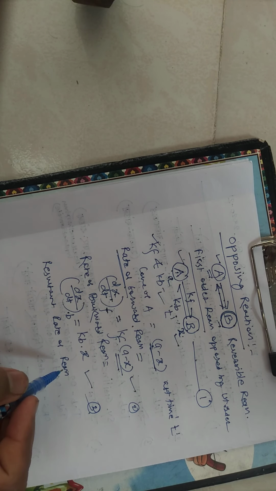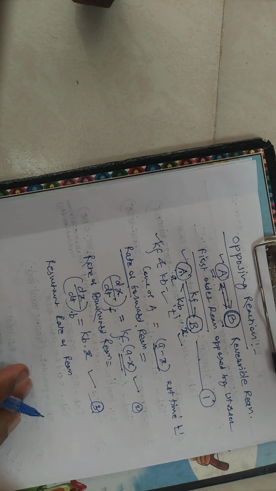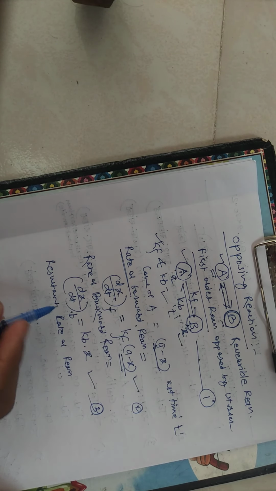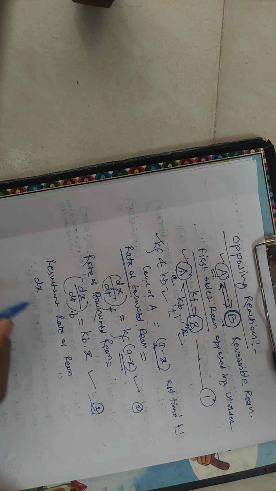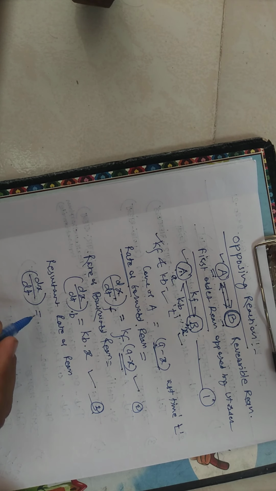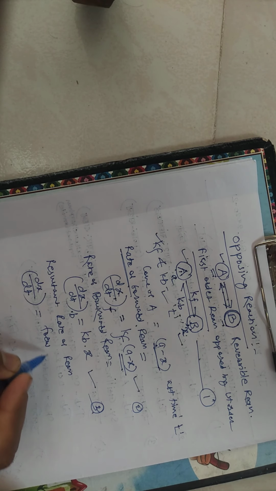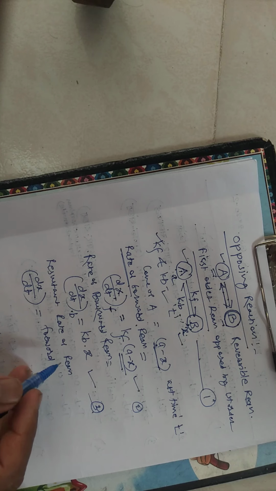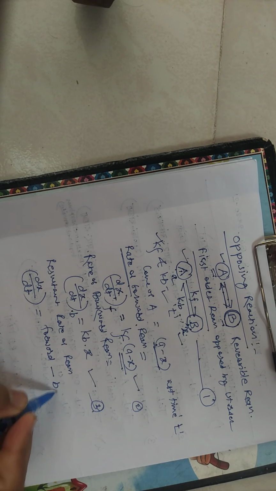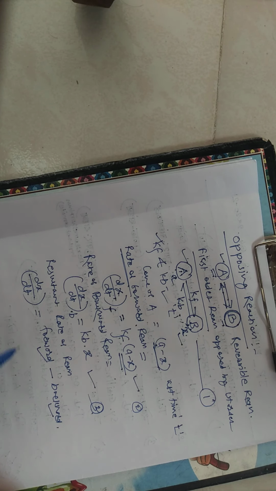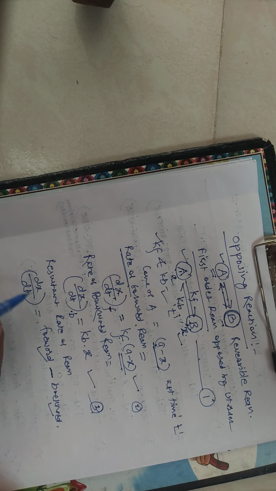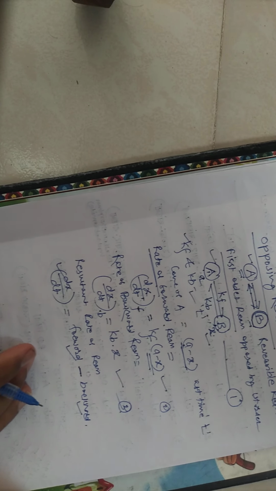How can we write the formula for the resultant rate of reaction for the production of product, that is B? You can simply write dx by dt is equal to, the simple formula, rate of reaction in the forward direction minus rate of reaction in the backward direction, or you can also write the rate constant for the forward reaction and the rate constant for the backward reaction. The difference of these two is nothing but the resultant rate of reaction.